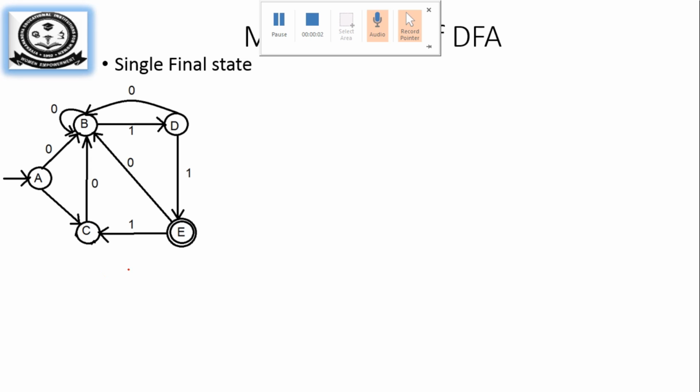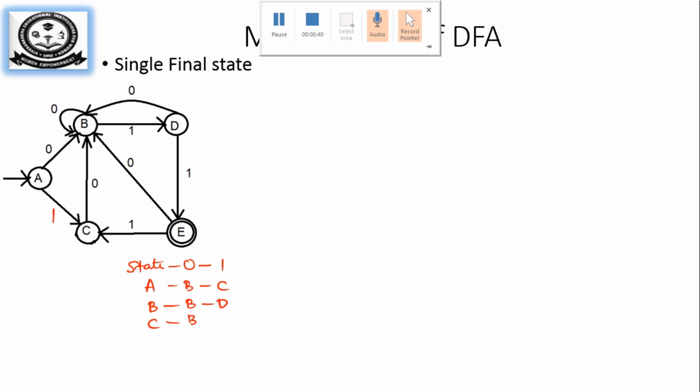So now let us take the example. This is a DFA with a single final state, and A is the initial state. This is the diagram. First we will write the transition table, with the state and the input 0 and input 1. For A, when it is 0, it goes to B, and when it is 1, it goes to C. Similarly, we have B: on 0, B goes to itself, and on 1 it goes to D.